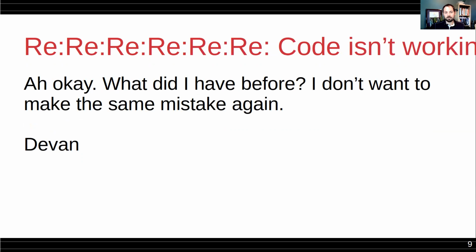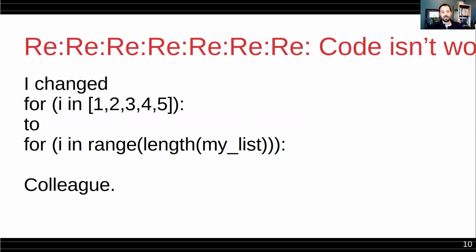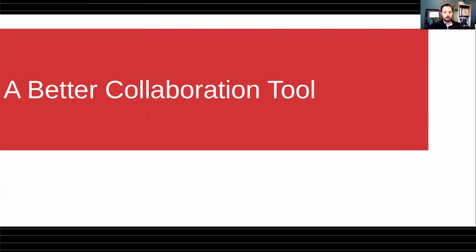I deleted the file, so I don't know what I had before. And I don't want to make the same mistake again. I want to learn. I want to grow my coding. And they say the line used to be for i in 1, 2, 3, 4, 5, which is bad because if we're iterating over something, Python is zero-indexed. We want to start at 0. Range will automatically do that for us. So I changed it from that to that, and then they sign it as Colleague.